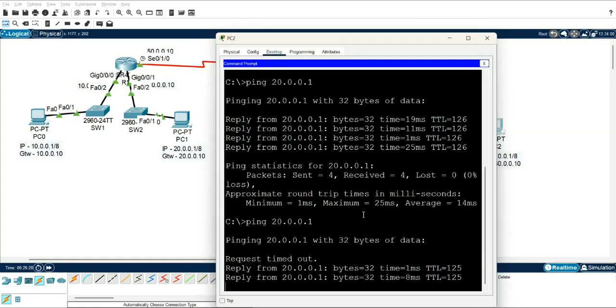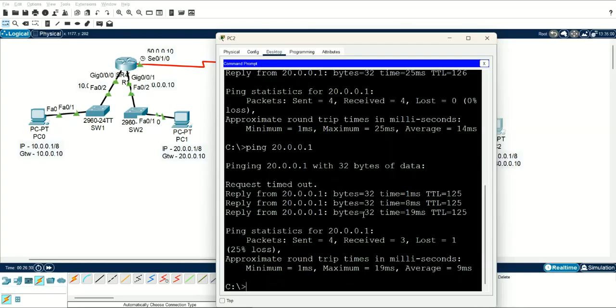Easy. Okay, pinging. You understood? Can you try now?